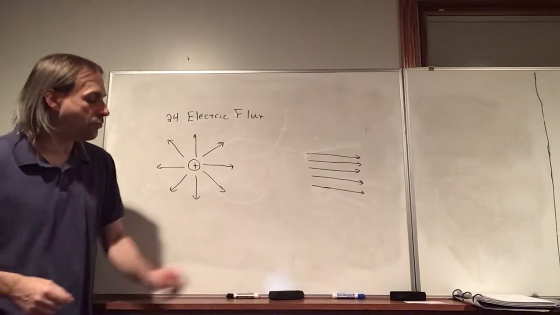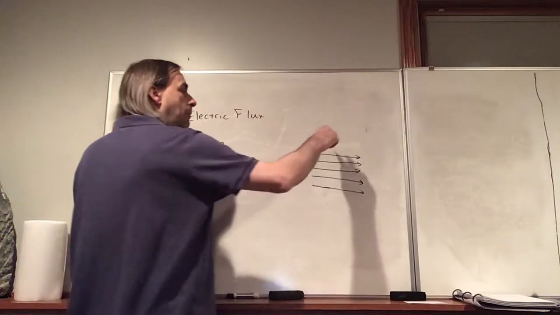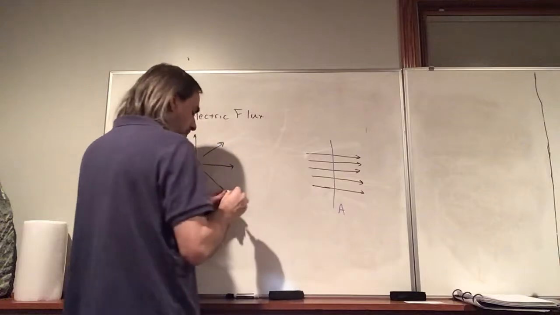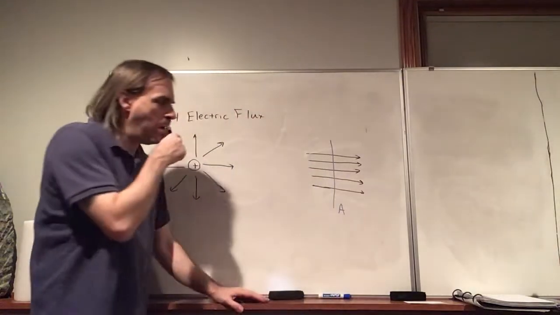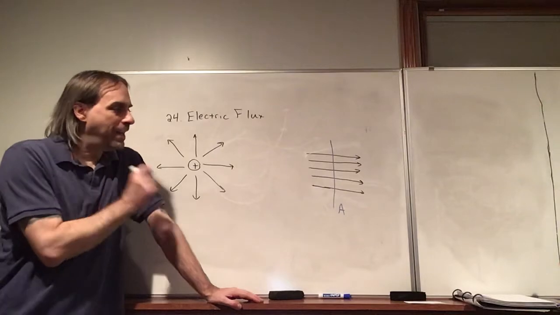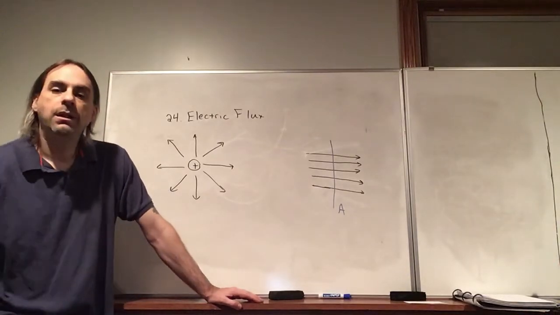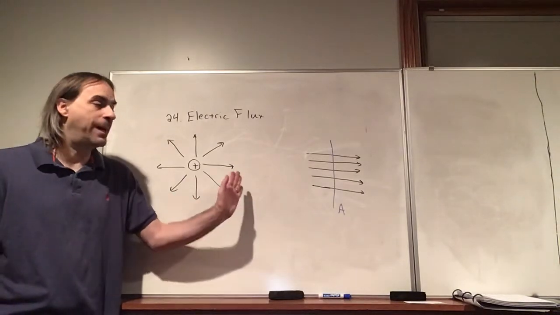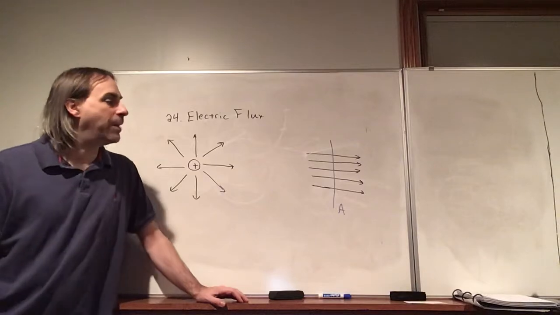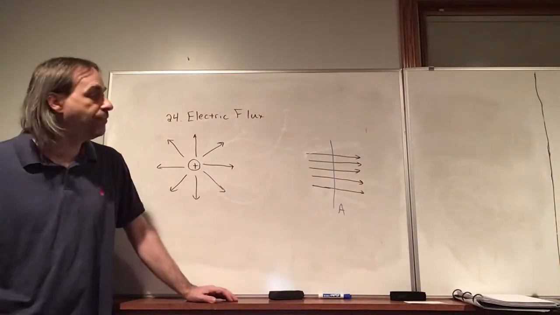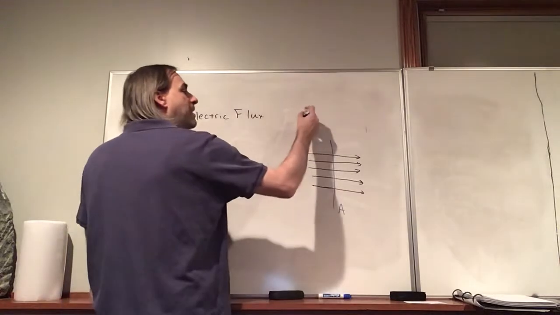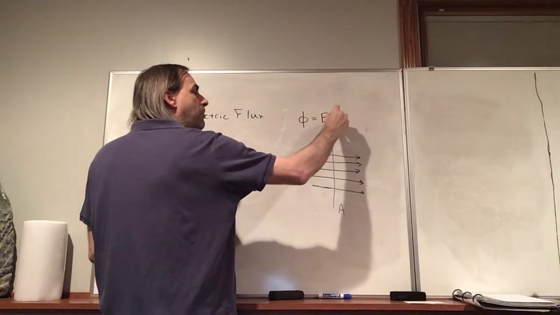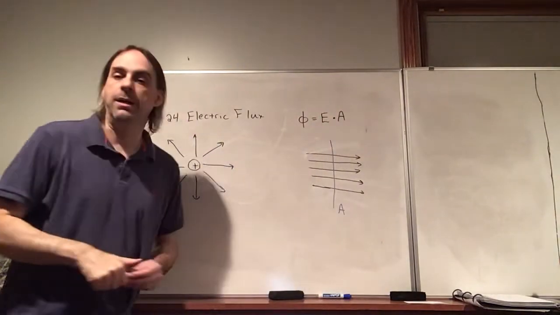So what we're going to do is draw a surface here that has an area A. And what we want is basically a measure of how many of these electric field lines are passing through this surface. Now, the key word there is passing through this surface. So in this case, we're going to find the flux. We use this letter, it's a Greek letter phi. And for now, I'm just going to say it's the electric field times the area.